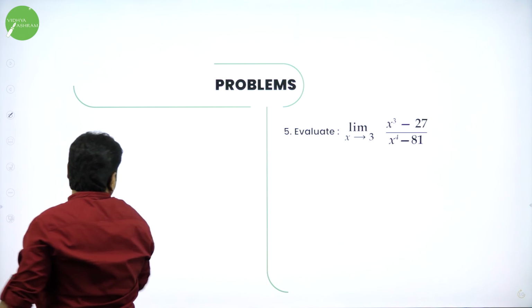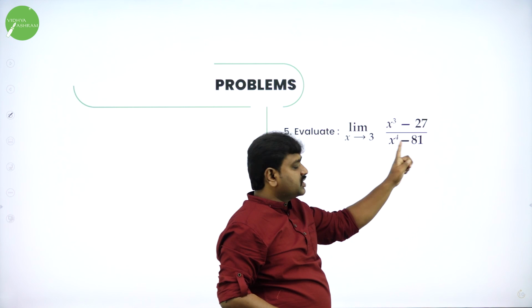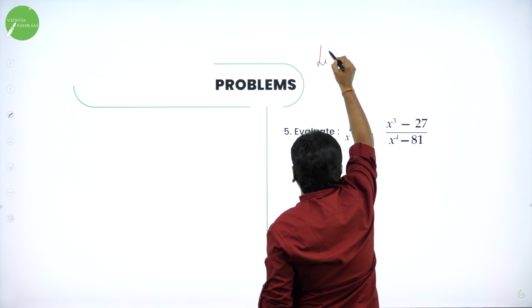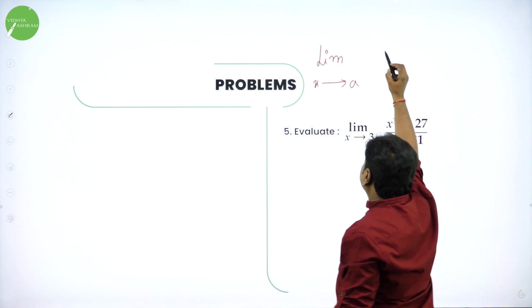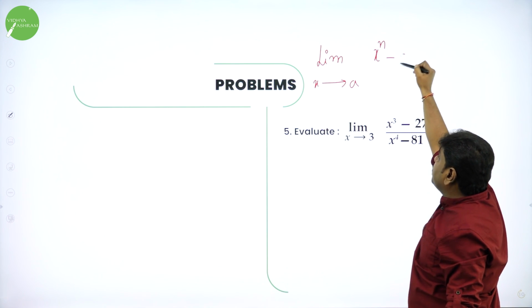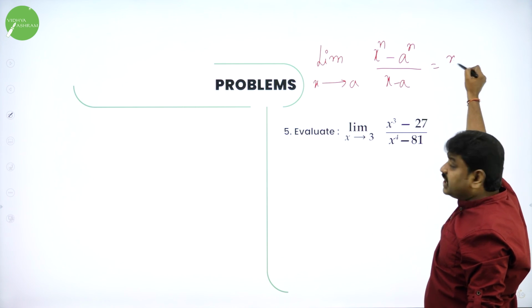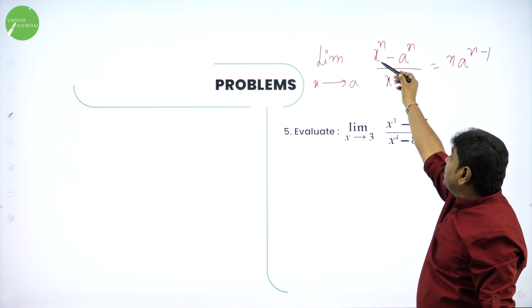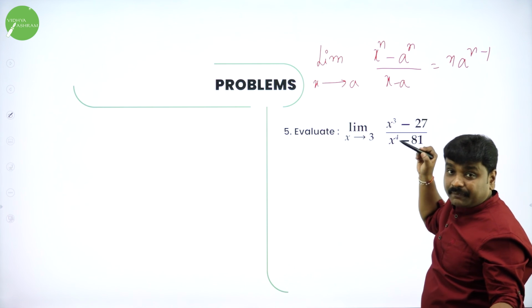Next, we have x tends to 3, x cube minus 27 by x power 4 minus 81. So now we have a theorem. What is the theorem we learnt? Limit x tending to a, x power n minus a power n divided by x minus a, if you have this, then I can write it as n into a power n minus 1. Do you agree? So here in the numerator, what are the bases? x and a. That should be in the denominator.